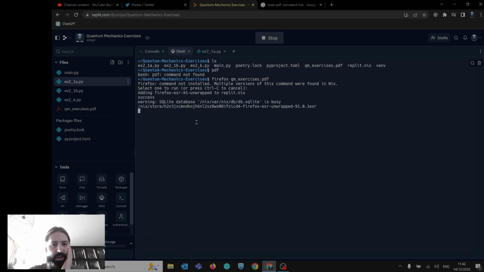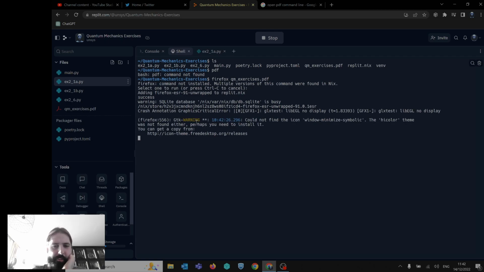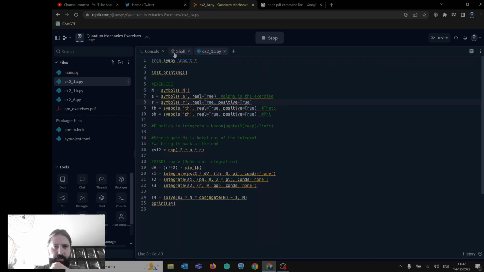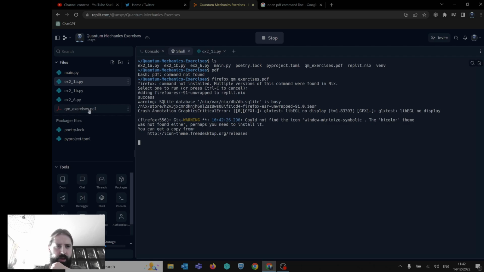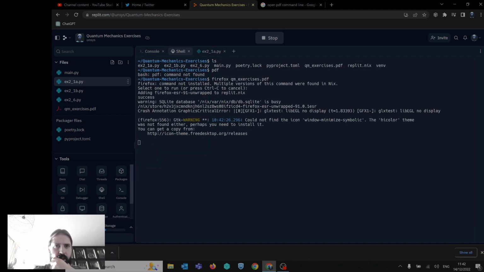Oh, okay, so it's actually interesting. It's installing it. That's cool. Should have used Chrome maybe. Could not find, how to install it? Whatever, that's just a warning. Just thinking, because I could also just download the file, but it would be cool if I could just open it in here.